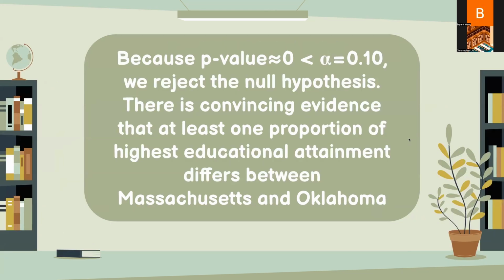Because the p-value is about 0 and it's less than alpha equals 0.1, we reject the null hypothesis. There is convincing evidence that at least one proportion of highest educational attainment differs between Massachusetts and Oklahoma.